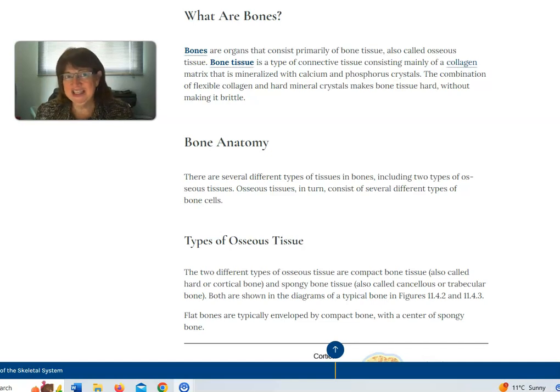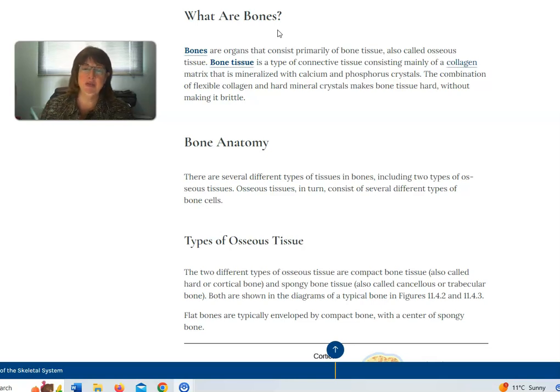For the last part of the skeletal unit, we are going to look at the cellular level, or bones as a tissue. Bones basically have the prefix osteo on it. So osteoarthritis is the arthritis in between your bones. Osteoporosis is when your bones are getting thin.